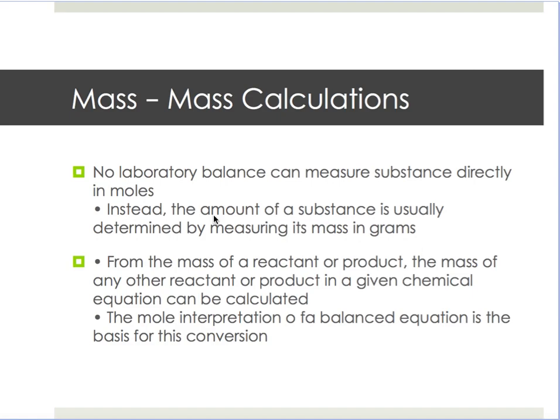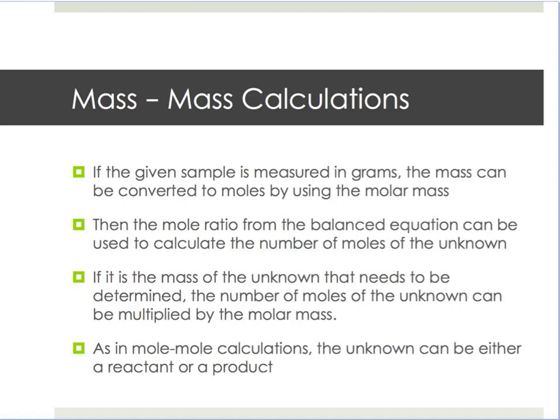So here's the deal. We have balances, and they don't measure directly in moles. We don't have something to measure in moles because it's different for each substance. Instead, we usually get our amount of substance by measuring mass in grams. And so with this, we can take the mass of a reactant or product and go to the mass of any other reactant or product. So anything in that specific reaction can be calculated. We have to use the mole interpretation of a balanced equation as the basis for this conversion. We're going to talk about what this means right now.